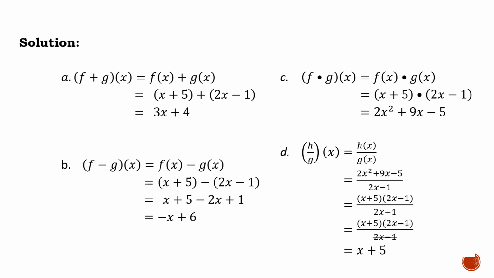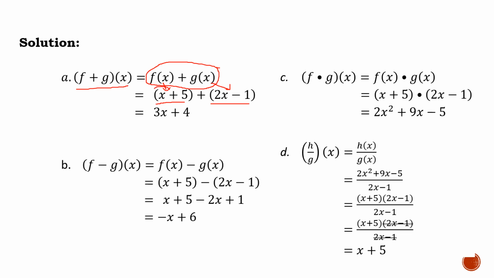For the solution, for letter A, f plus g of x will be equal to the sum of f of x plus g of x. There is a given value for f of x and g of x. We just simply copy these values, then we add them. The given f of x is equal to x plus 5, and the value for g of x is 2x minus 1.